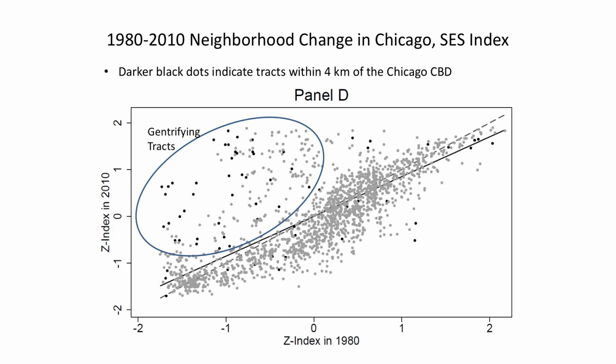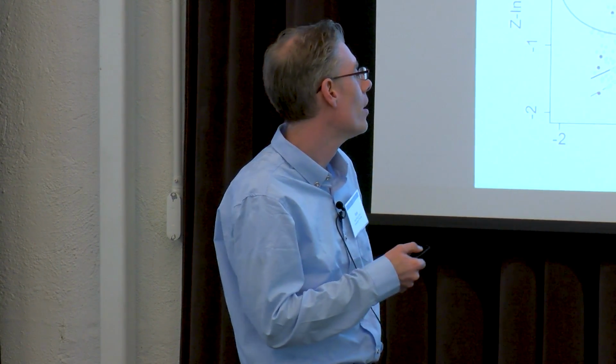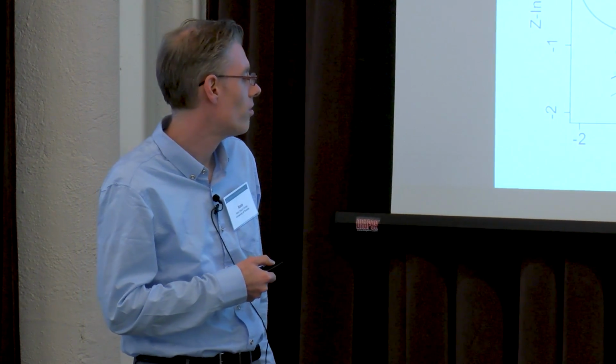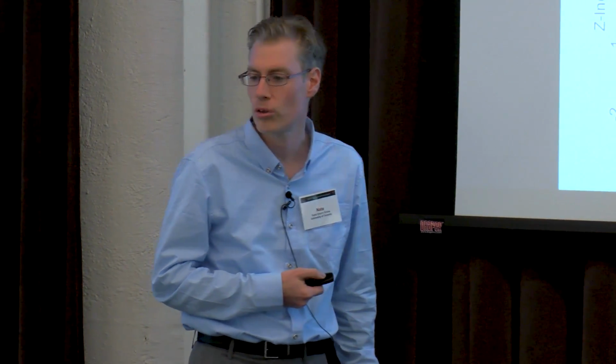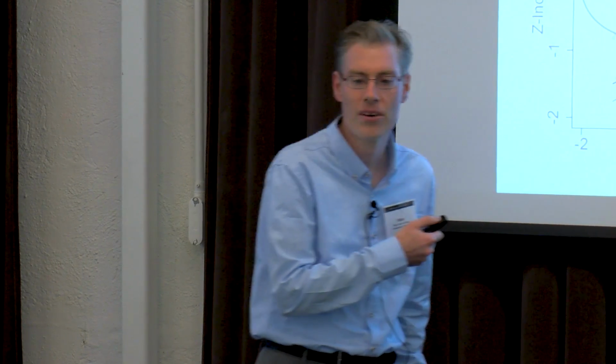Just to get a sense of what the data looks like at the tract level, this is our socioeconomic status index in 1980, and this is the 2010 version. Each of these dots is a census tract in Chicago, and the blacker dots are within 4 kilometers of the CBD. Okay, and so the 45-degree line on this graph is just saying that those tracts didn't change their ranking in the SES distribution. And you see here in the upper left quadrant these tracts that started below the mean and moved up the distribution of the socioeconomic status index. Just looking at the graph, they look to be disproportionately downtown, near CBD tracts. And I'll show you some regressions that show that's a statistically significant phenomenon, looking broadly across metro areas, okay?